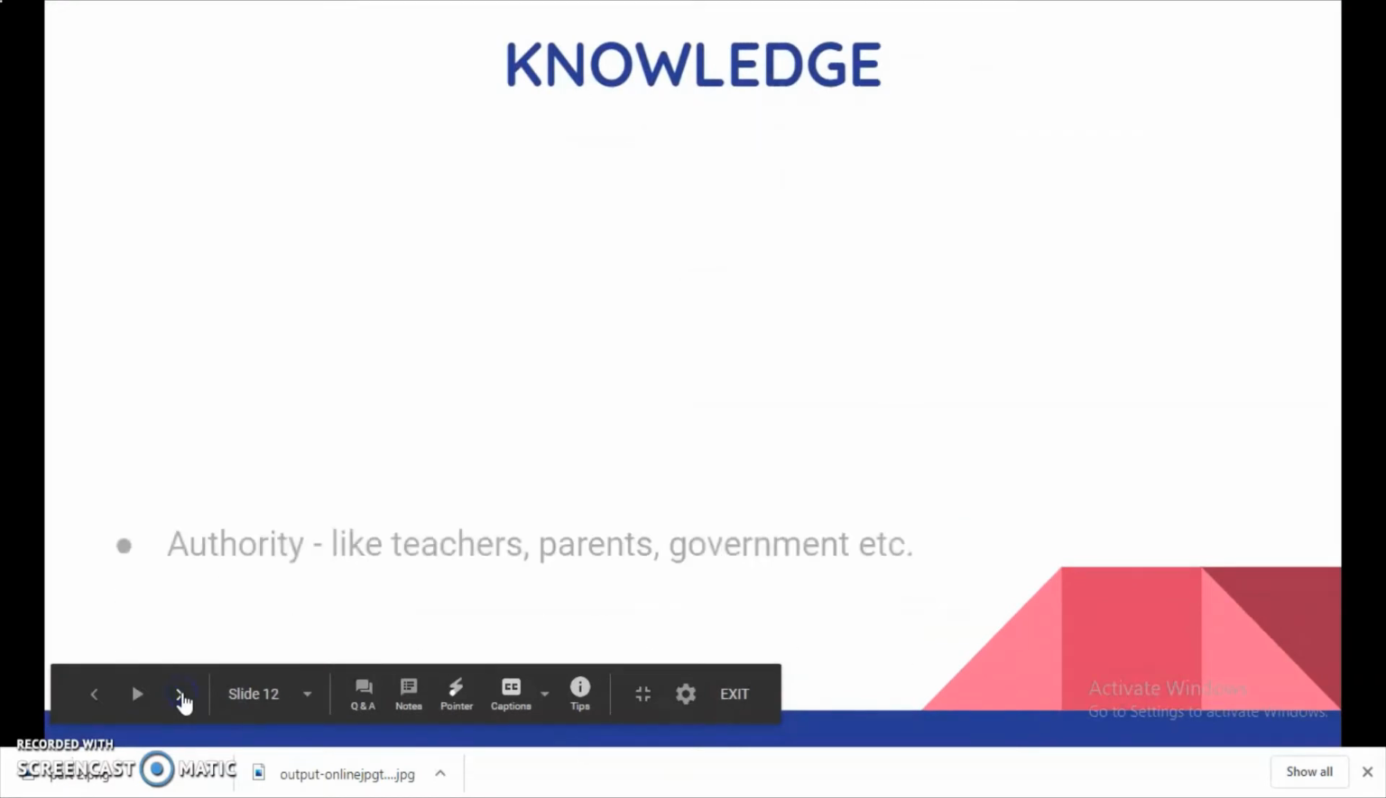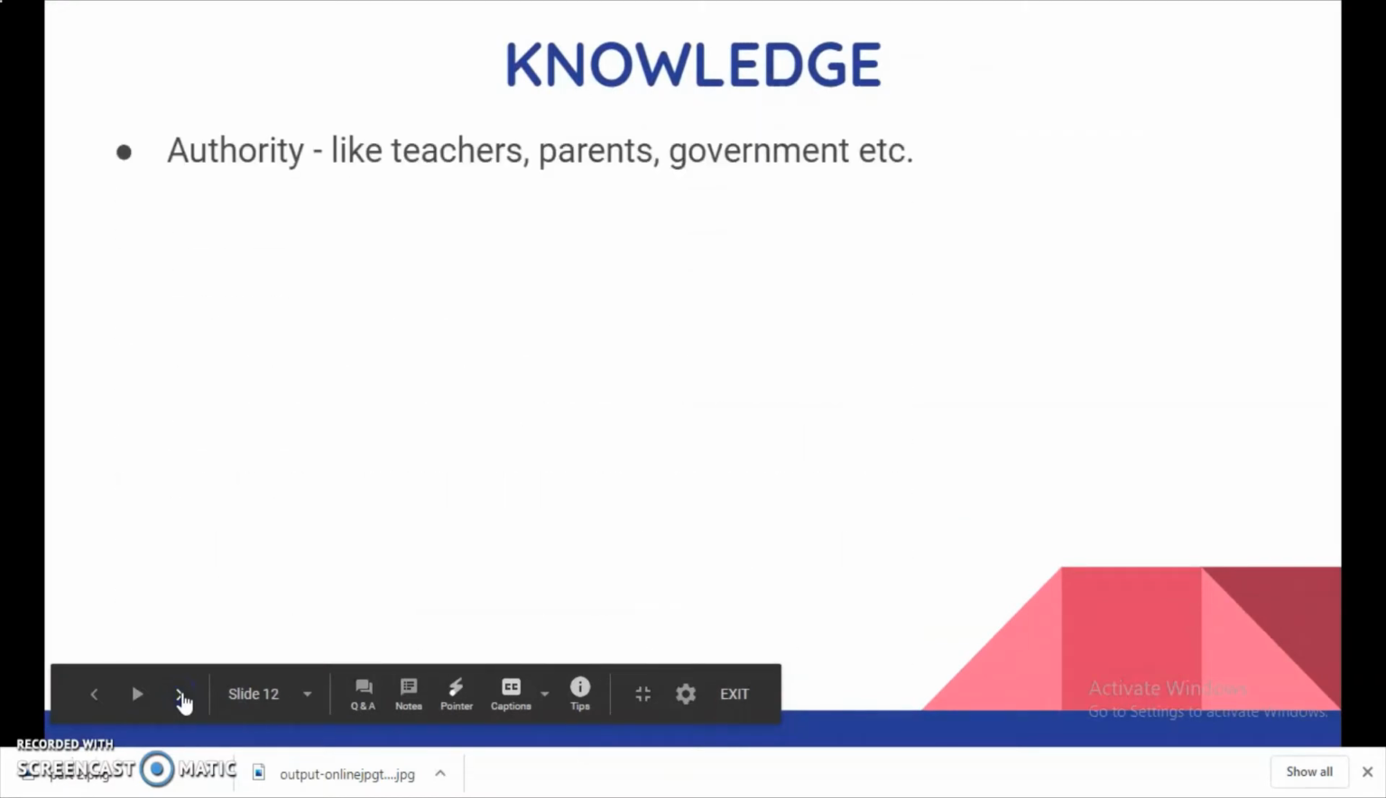First, we will take the method of authority. We acquire knowledge from authority figures like teachers, parents, government, etc. We don't question them. We believe it as it is. For example, your parents would have told you not to take too many chocolates, because if you eat too many chocolates, you may get a stomachache. As a child, you just believe that. You acquire that knowledge from your parents.